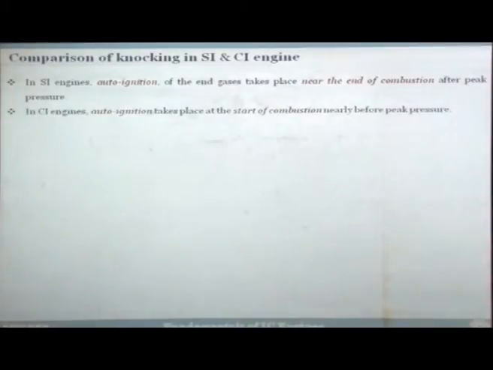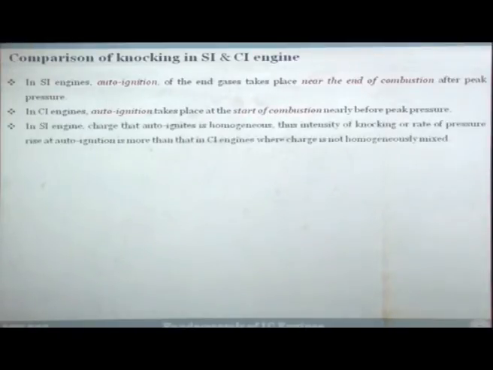In an SI engine, auto ignition of the end gas takes place near the end of the combustion, after the peak pressure. In a CI engine, auto ignition takes place at the start of the combustion, before the peak pressure. In SI engines, the charge that auto ignites is homogeneous, so the intensity or rate of pressure rise of auto ignition is much more than in CI engines. In a CI engine, it is a heterogeneous mixture, not homogeneously mixed. So knocking is very prominent in SI engines and not so prominent in diesel engines.